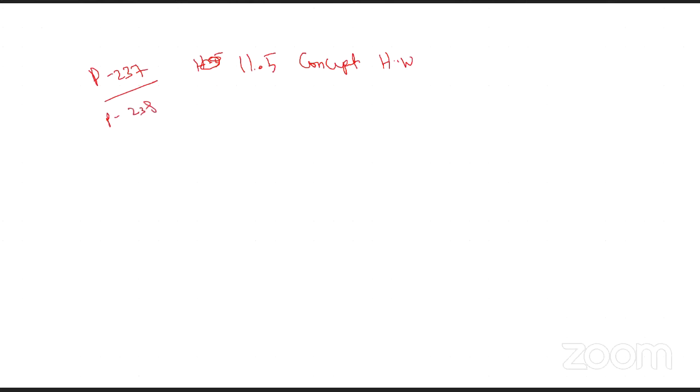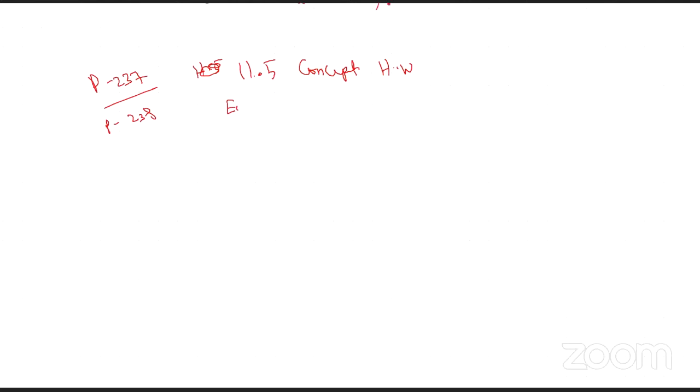Example 11.5.1, homework, because this is also a 10 marks question. Most important, the variation of parameters method. Next, page number 241.